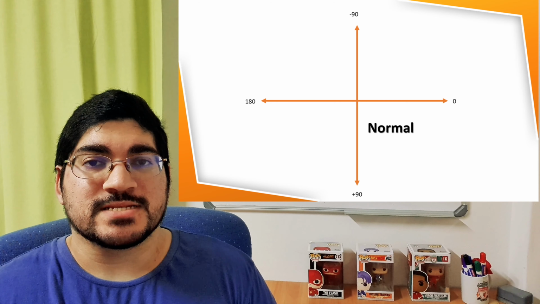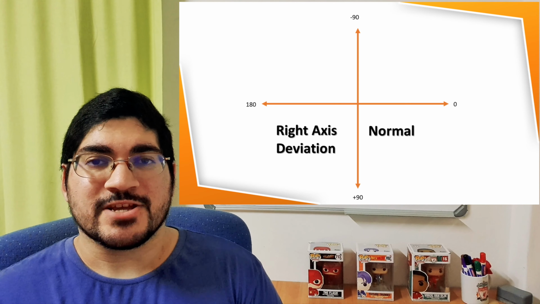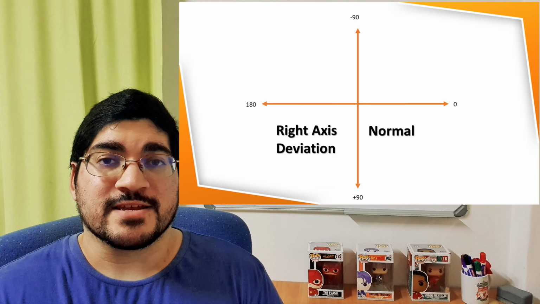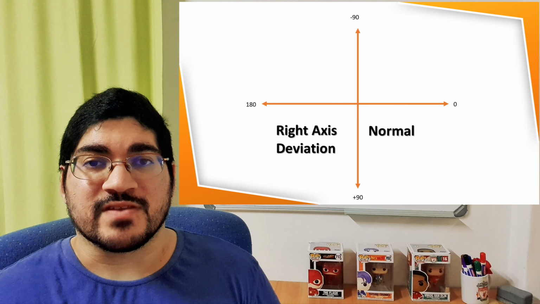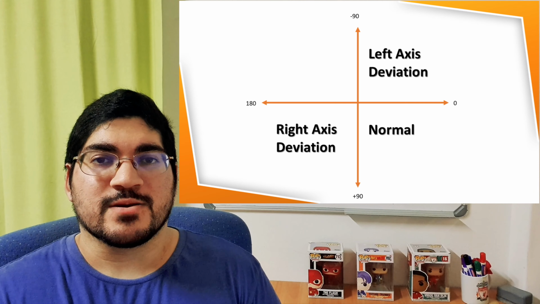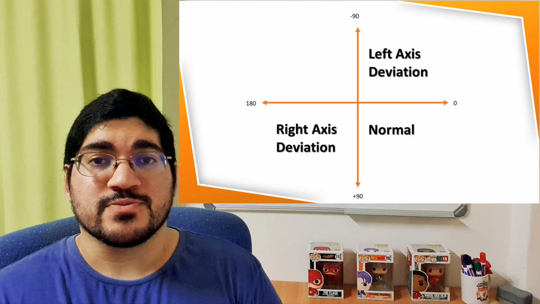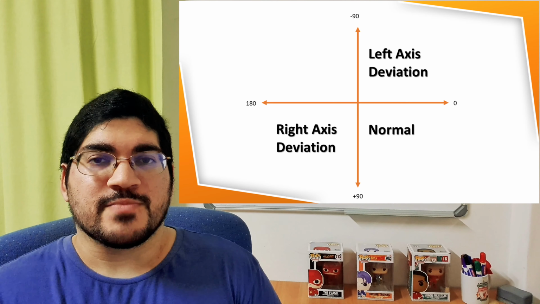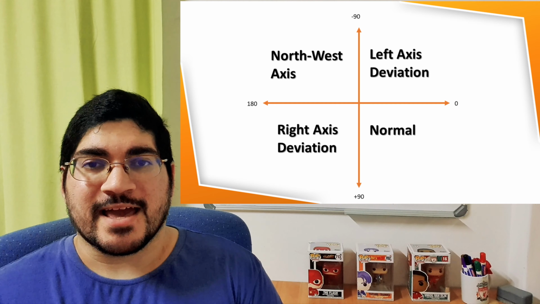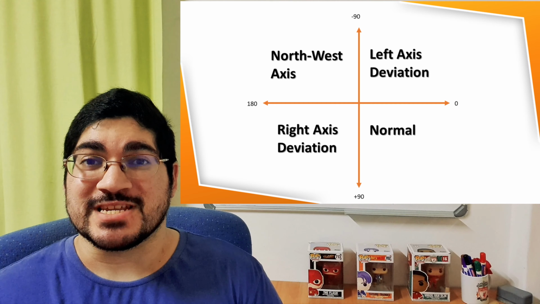If the QRS complex is between 90 and 180, we call that right axis deviation, because the direction of flow has shifted from going down and to the left to a little bit more to the right. If the direction of the flow, however, is between 0 and negative 90, so in that top quadrant there, we call that left axis deviation, because it means the direction of flow has shifted a little bit too much towards the left. And on the last one, in the quadrant that's opposite from normal, between negative 90 and negative 180, we call that the northwest axis. And basically a northwest axis means something has either gone very wrong or you've put your ECG leads on wrong.